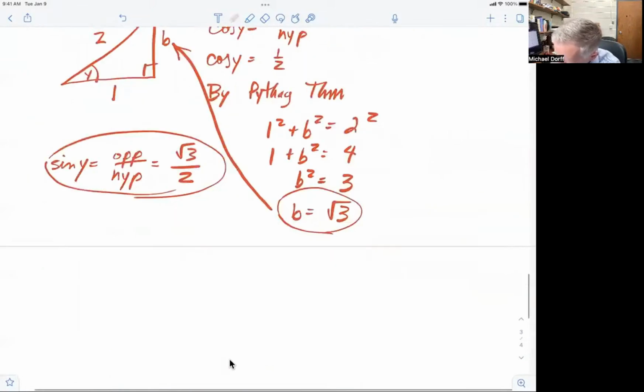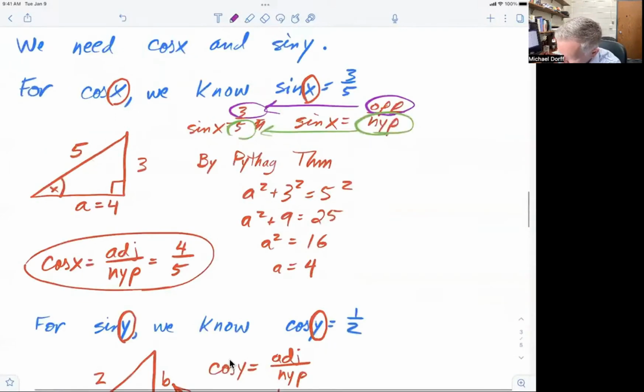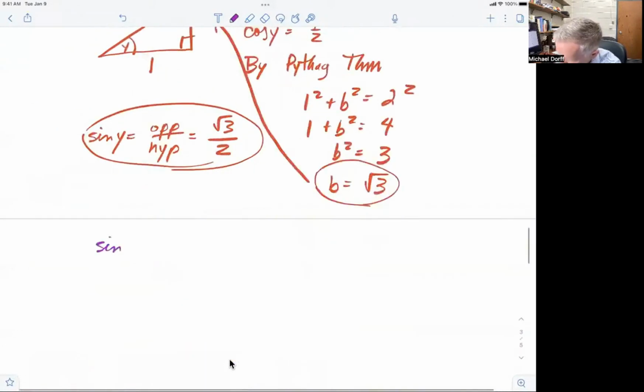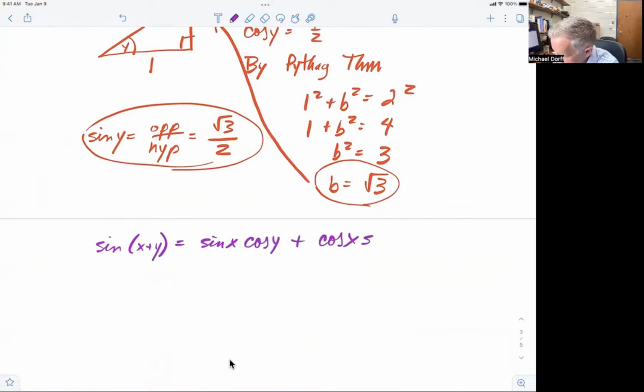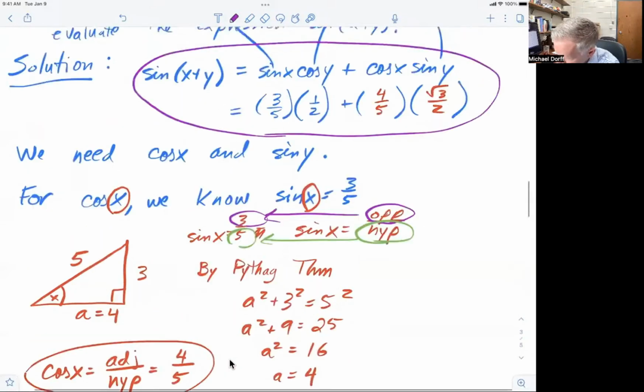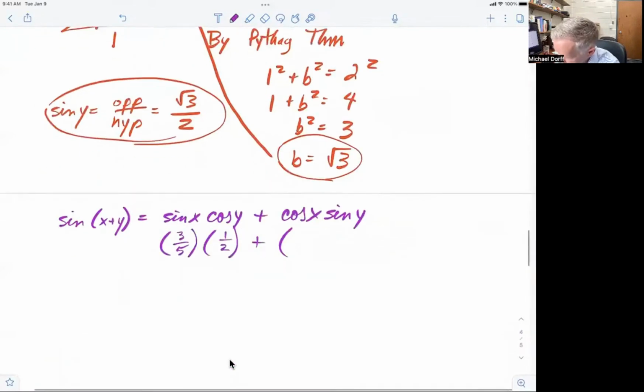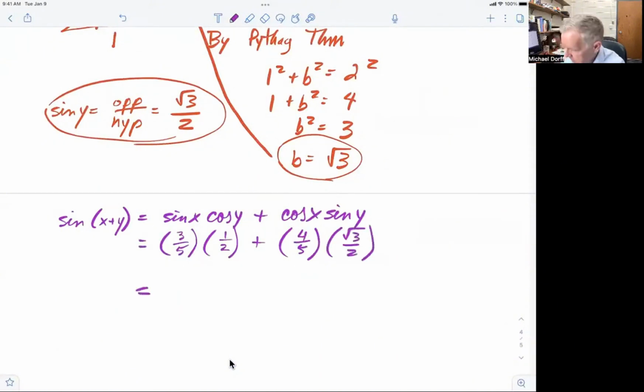So let's write what we have up there down here. We were looking at the sine. Originally we were looking at this part here, so I'm going to copy that down here. The sine of x plus y equals the sine of x times the cosine of y plus the cosine of x times the sine of y. And we had the sine of x was 3/5 and the cosine of y was 1/2. We figured out here that the cosine of x was 4/5 and the sine of y was square root of 3 over 2.